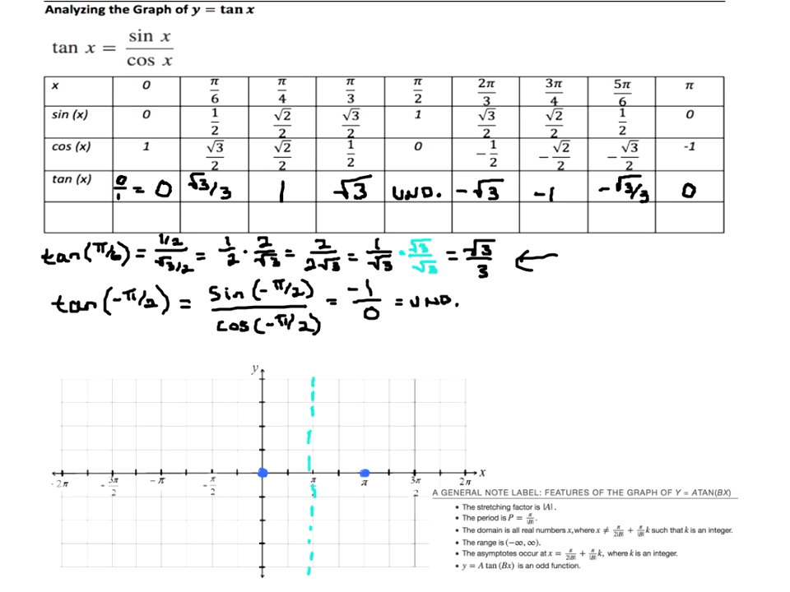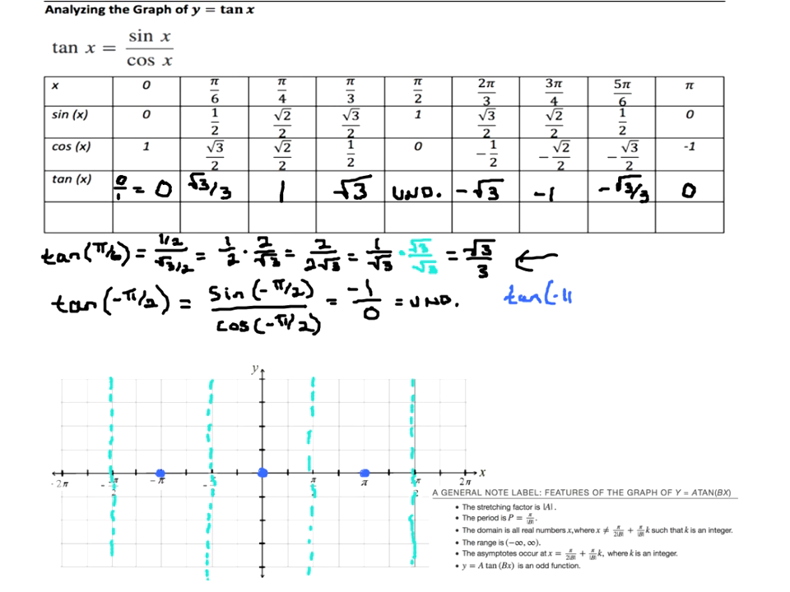So sure enough, I have another vertical asymptote sitting at negative pi over 2. So I'm going to have another vertical asymptote at negative 3 pi over 2 and positive 3 pi over 2. Which also means I suspect that I will have 0 at negative pi. Let's check it.